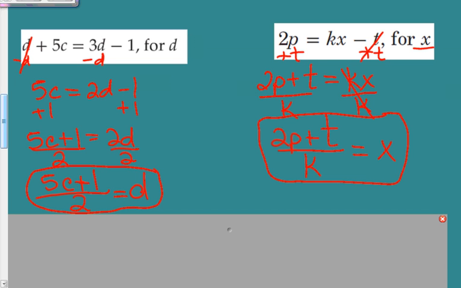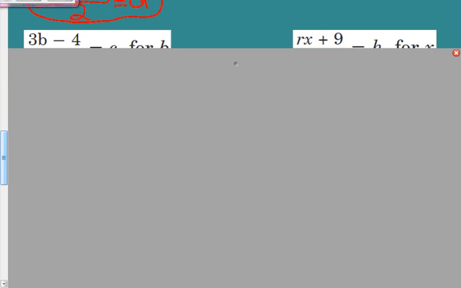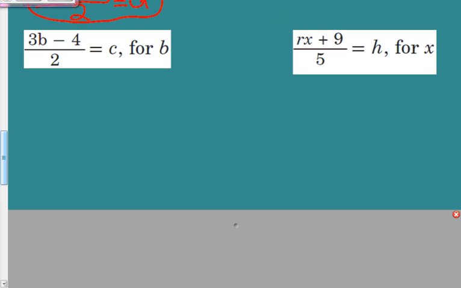Once you get the hang of these, they're pretty easy. It's totally different because you don't have numbers. You're not really solving, you're just rewriting. Let's do some more real quick.